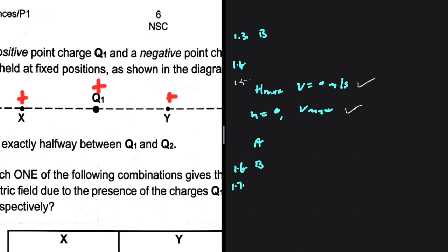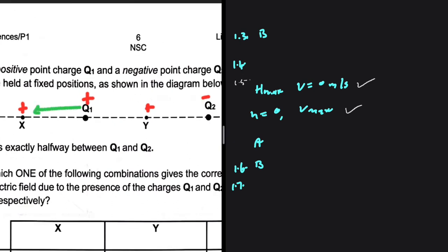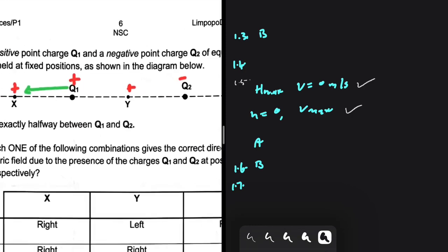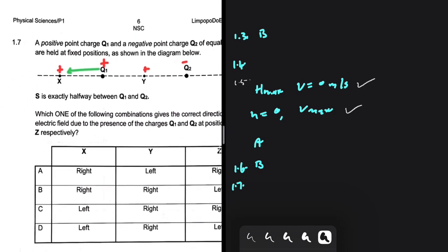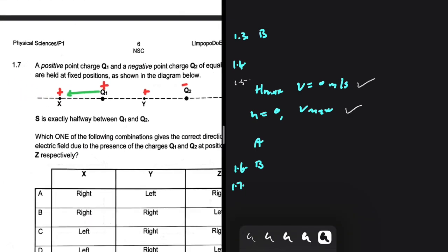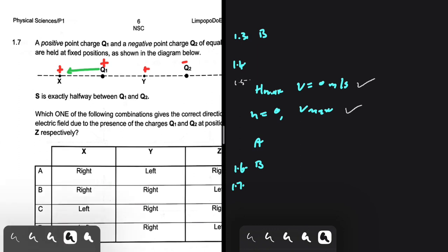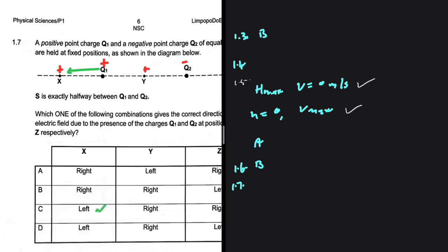First, let's look at X. There's a repulsion between X and Q1, so the electric field is pointing to the left. Between Q2 and X, there is attraction. But look at how far Q2 is. The electric field is inversely proportional to the distance between the charge and the point of interest. So Q1 is going to win this battle. At point X, the net electric field is going to be pointing to the left. So we are only looking at option C and option D.